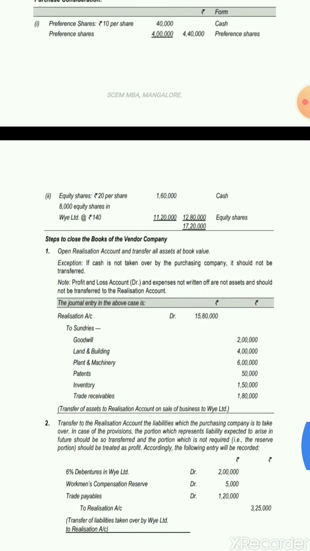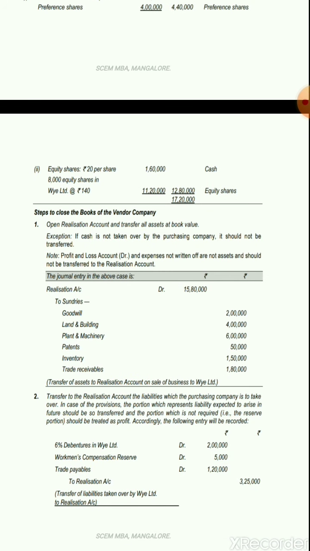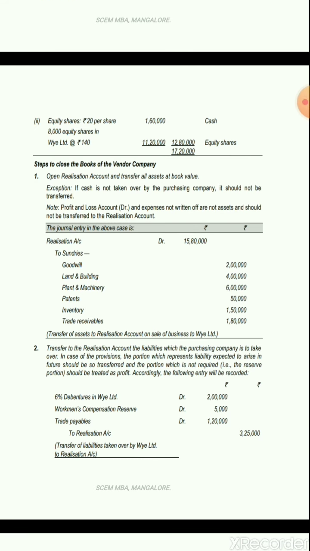Okay, now we shall go for understanding the journal entries in the books of selling company, journal entries in the books of transferor company. So the first entry is this, that is transfer of all assets at book value to realization account. So here every time we would have this entry, that is we transfer all the assets taken over at their book values to realization account. So what is the entry? Realization account debit to sundry assets account. So what are sundry assets? Sundry assets here are those assets which are taken over by the transferee company.